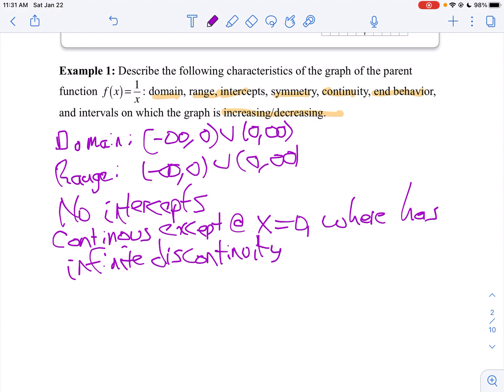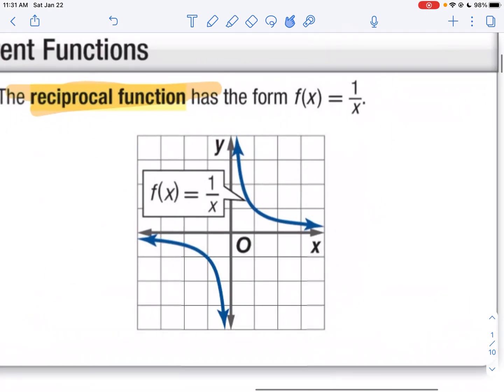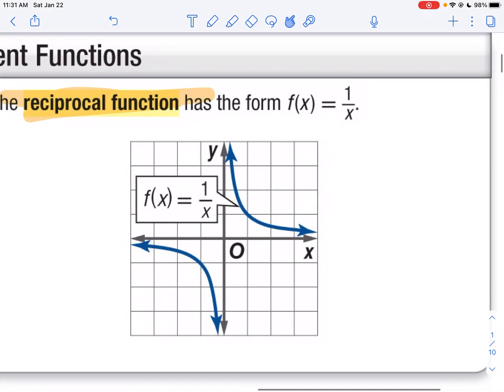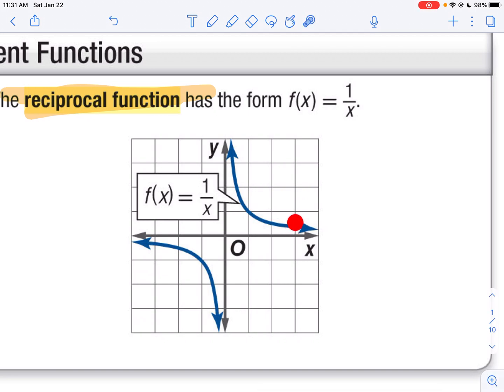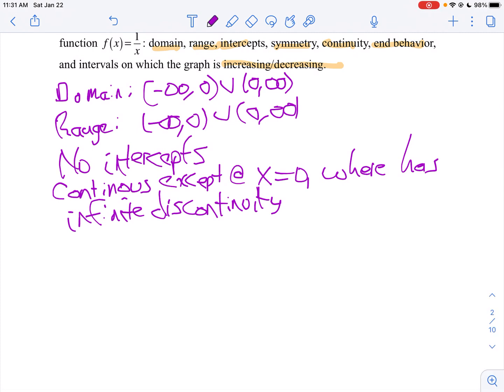Okay, I think I skipped symmetry, didn't I? So let's talk about symmetry. It's not symmetric with the x-axis. It's not symmetric with the y-axis because it doesn't flip across the x or the y. It is symmetric across the origin, so it's an odd function. So my reciprocal function has point symmetry with respect to the origin. That's what we talked about the other day. This would be an odd function.